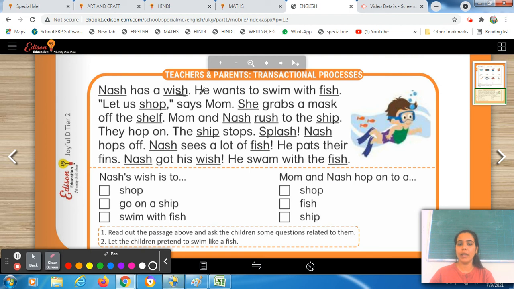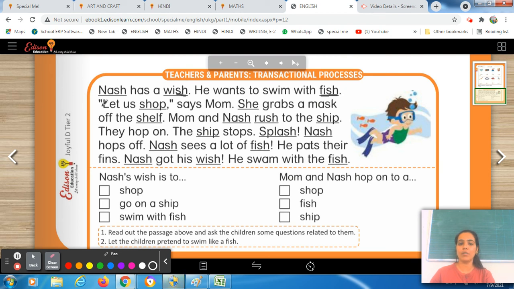So he. We use he for boys. Okay. So he wants to. SW will give you the sound, swim. He wants to swim with the fish. What does he want? What's his wish? He wants to swim with fish. उसको क्या करना है? He wants to swim with fish. Okay, so now here the sentence comes to an end with a full stop.